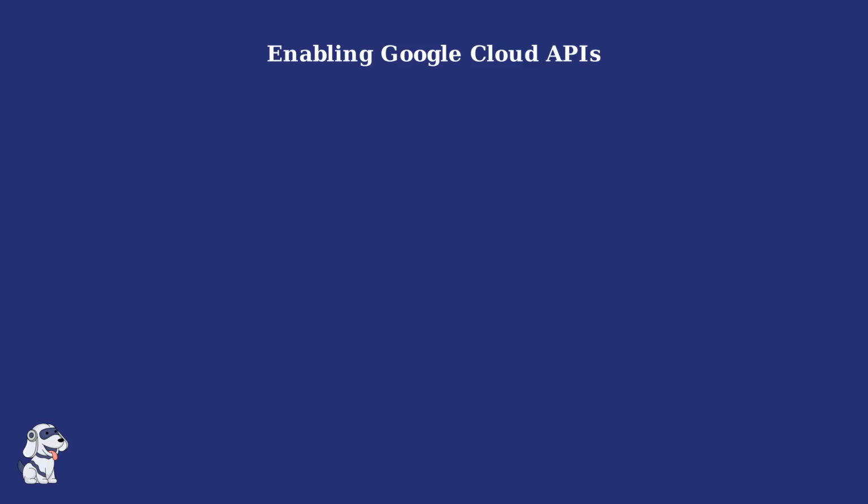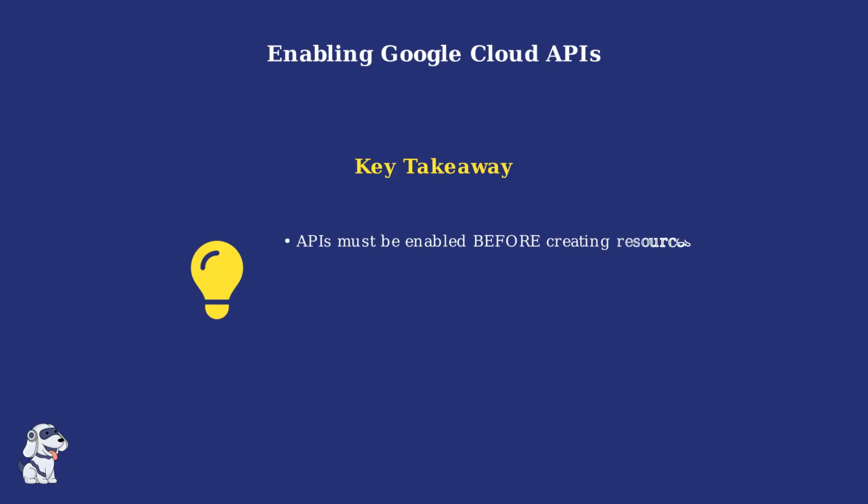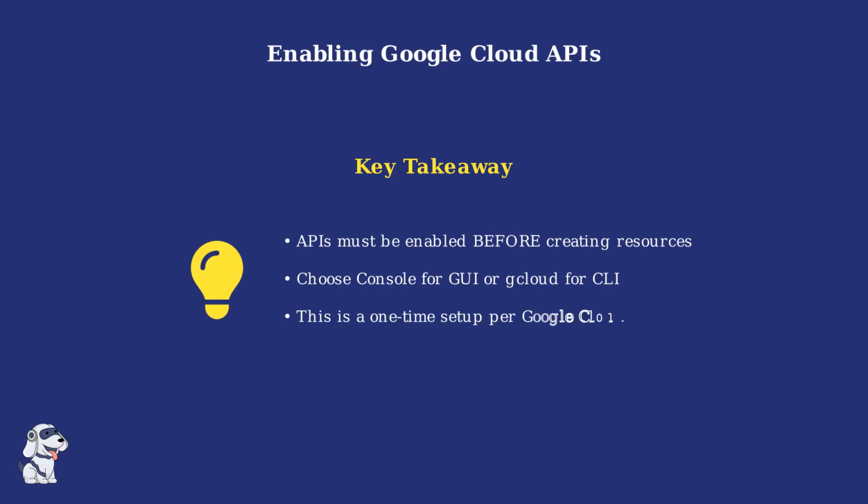Here's the key takeaway. Enabling these APIs is a prerequisite step that must be completed before you can create any Memory Store instances or VPC connectors. Without these APIs enabled, your subsequent commands will fail. Remember, this is a one-time setup per Google Cloud project. Once you've enabled these APIs, you can create multiple Memory Store instances and VPC connectors without needing to enable them again. Choose the method that works best for your workflow.